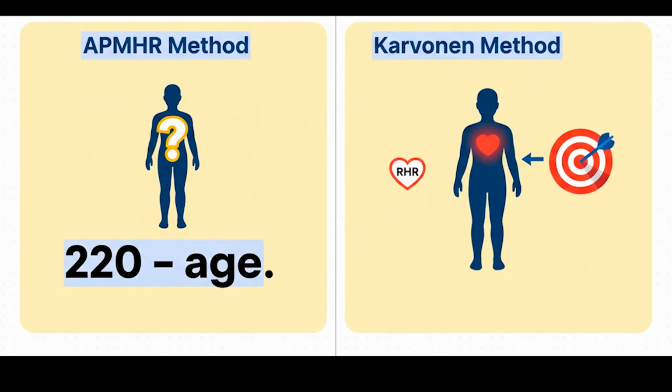So how do we actually measure intensity? Well, heart rate is a fantastic tool. The most basic way is the age-predicted max heart rate formula. It's quick, but it's just an estimate. A much better, much more accurate way is the Karvonen method. Why is it better? Because it takes the client's own resting heart rate into account, making it way more personalized and precise.